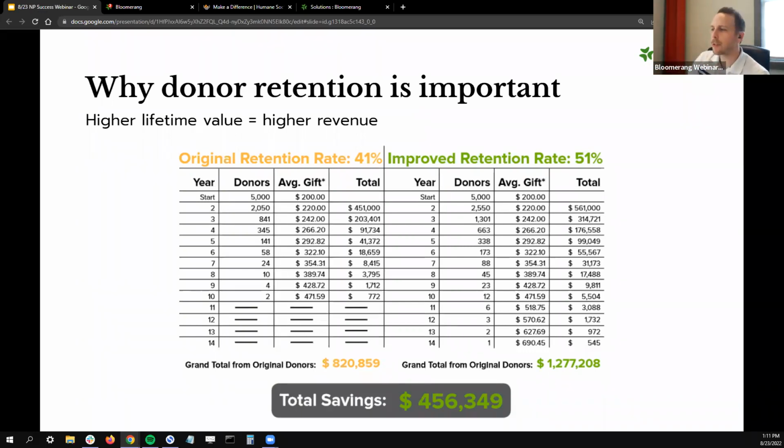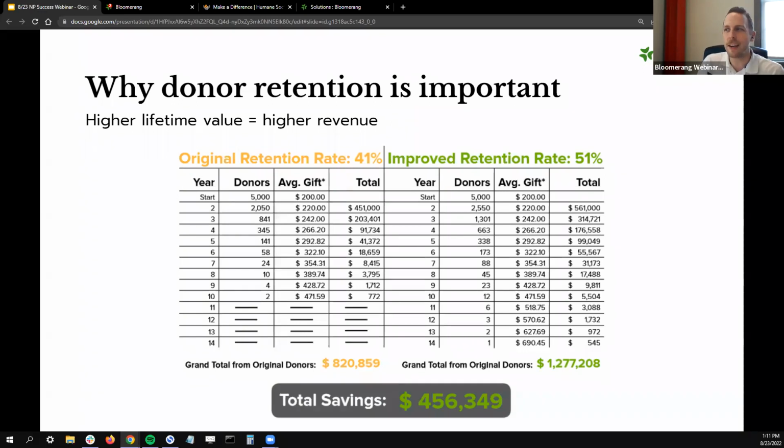Basically, look at these bottom numbers. Just with a 10% uptick in retention, you're looking at $450,000. This is based on this particular number for a nonprofit, so it may be different for your nonprofit and your fundraising goals. But all this to say, maybe it's not 10%, but a 5 or 6 or even 7% increase in your donor retention can be big numbers over the course of time.